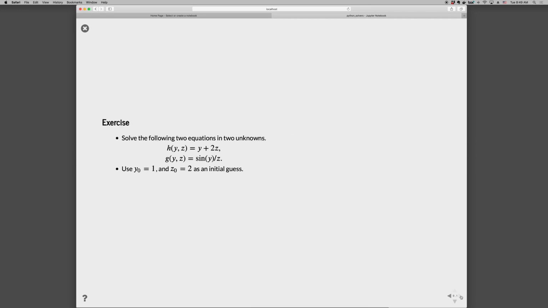So let's go ahead and try that out on solving the following two equations and two unknowns, using y0 is 1 and z0 is 2 as initial guesses. So go ahead and pause the video, see if you can work through this exercise.